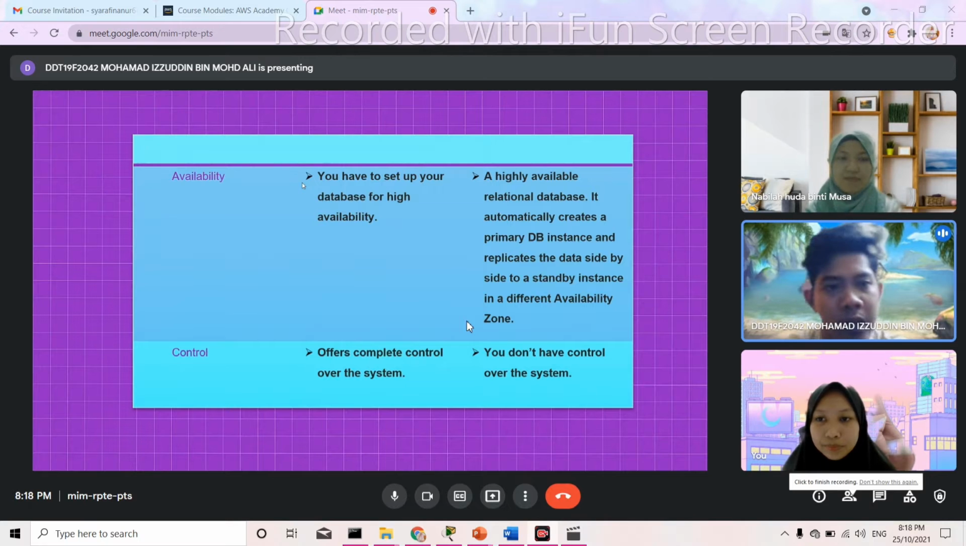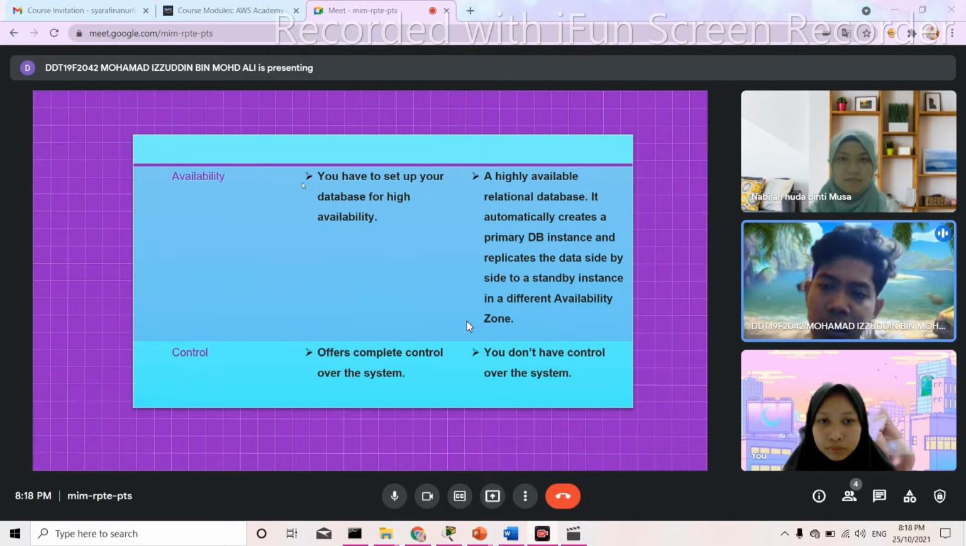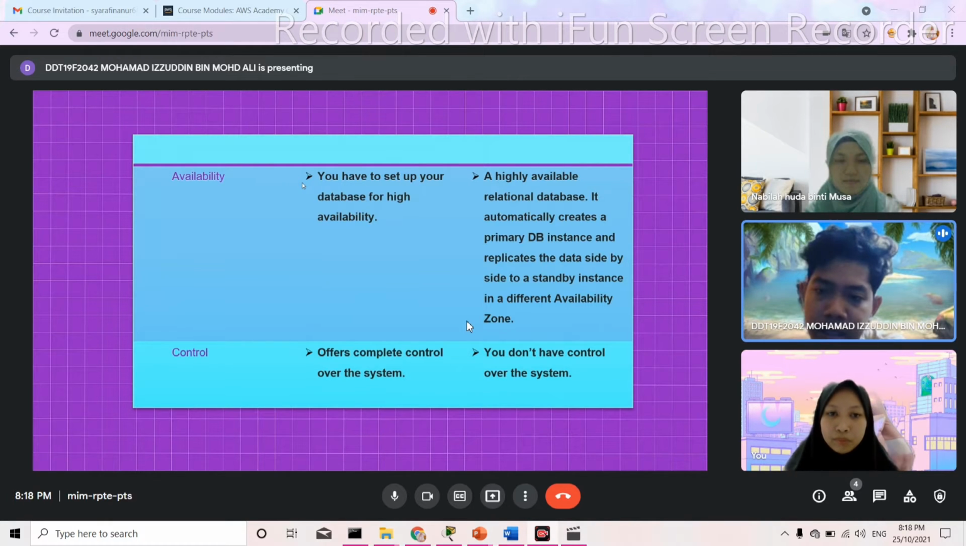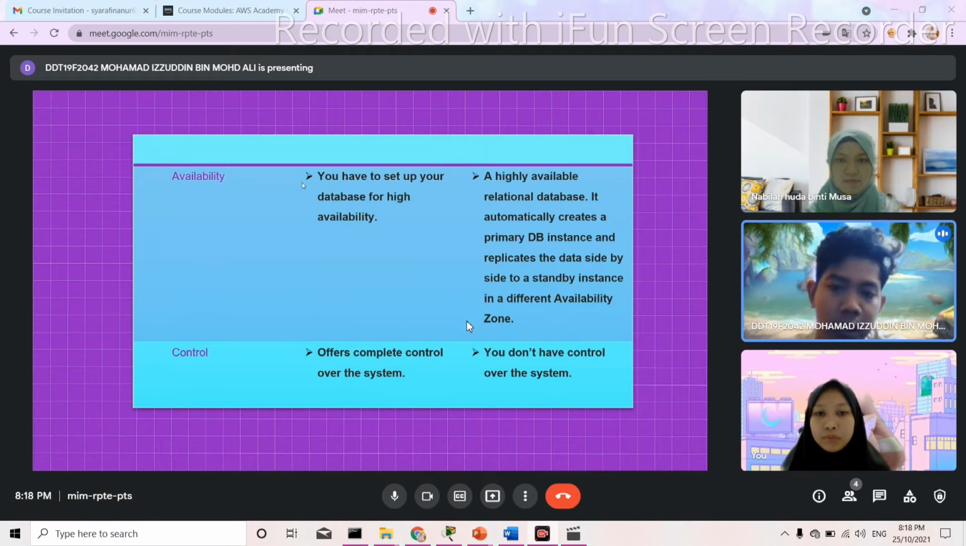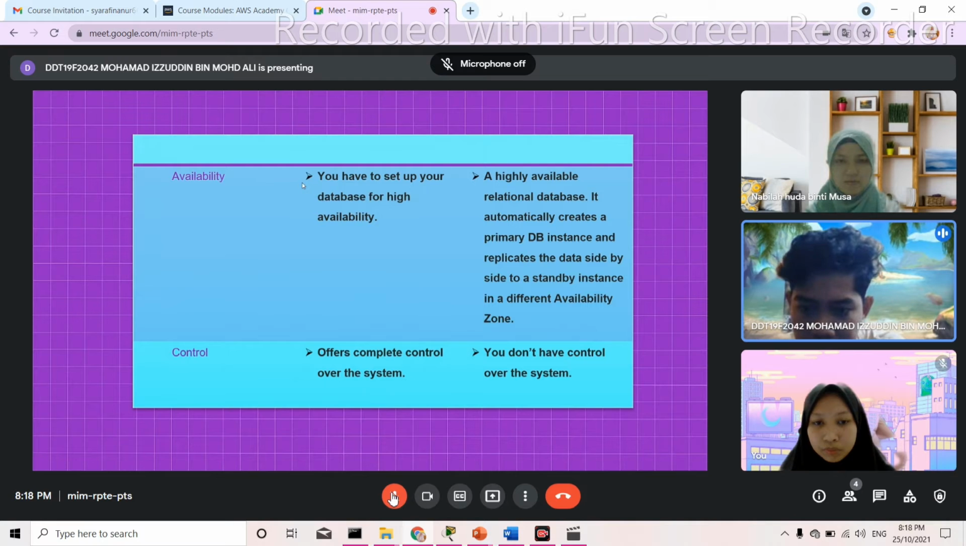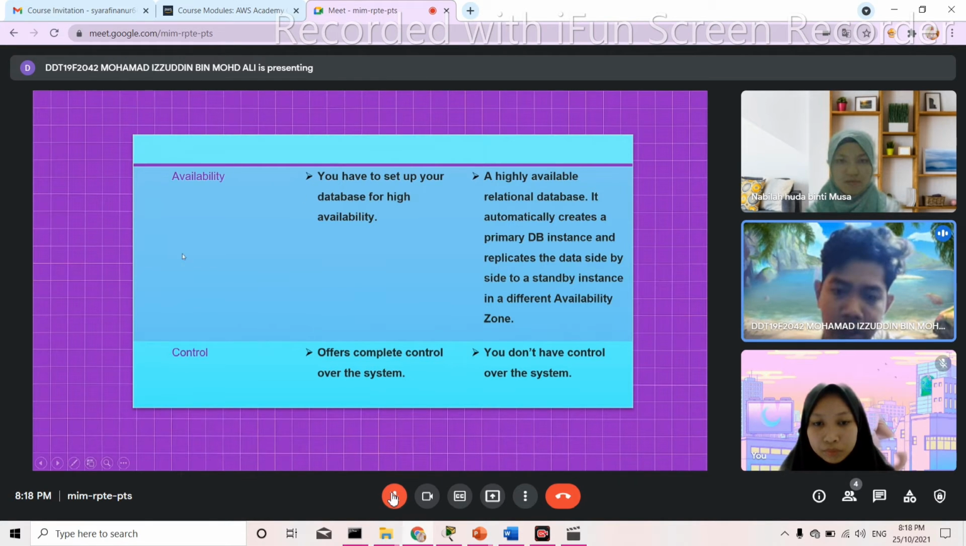Okay, so next is the availability. You have to set up your database for high availability. For Amazon RDS, a highly available relational database, it automatically creates a primary DB instance and replicates the data side by side to a standby instance in a different availability zone. So the next step is control. EC2 offers complete control over the system, and for Amazon RDS, you don't have control over the system.